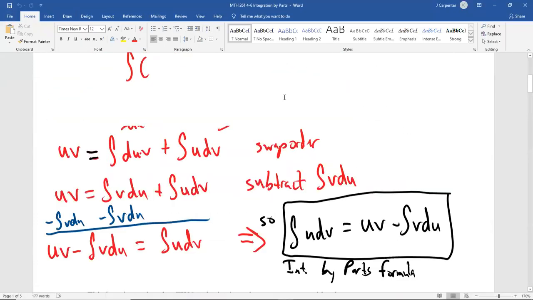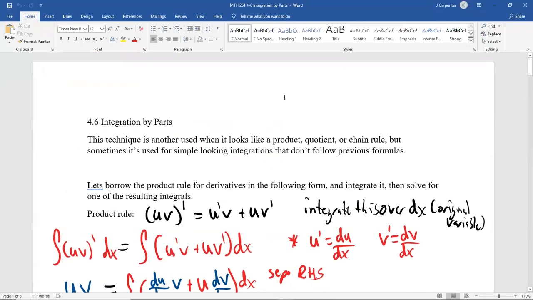Okay. So I will very quickly, quote quickly, kind of scroll through and discuss what we talked about last time in 4.6, integration by parts. So 4.5 is where we start these more advanced integration techniques. 4.5 was integration by substitution.